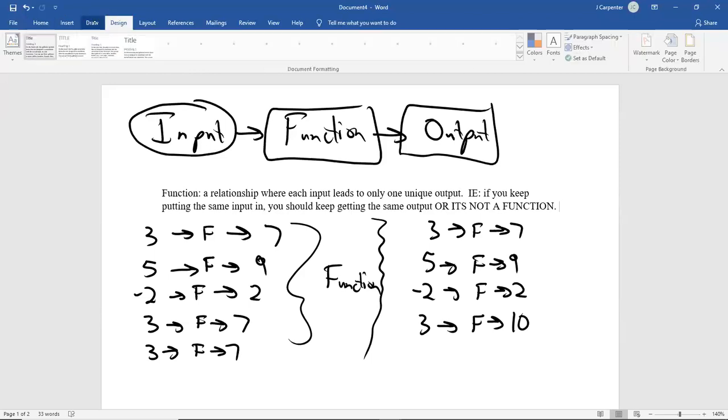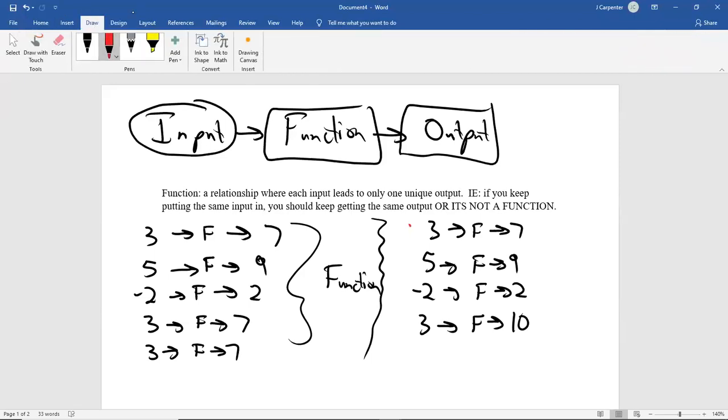So the issue here is, the first time we put a 3 in, we got a 7, which means every time we put a 3 in, you should continue to get a 7 if this is a function. But then later, we put in the 3 and we got a 10. So because these are different outputs from what looks like the same input, this is not a function.